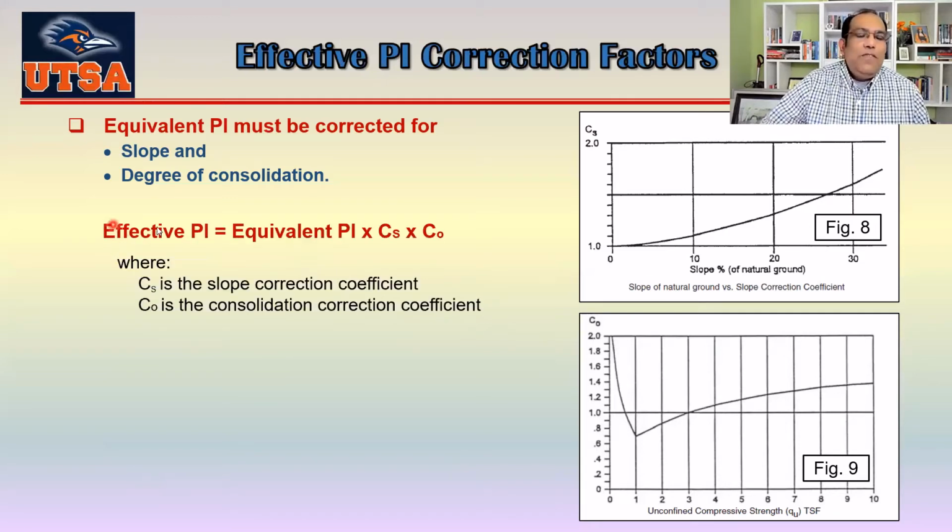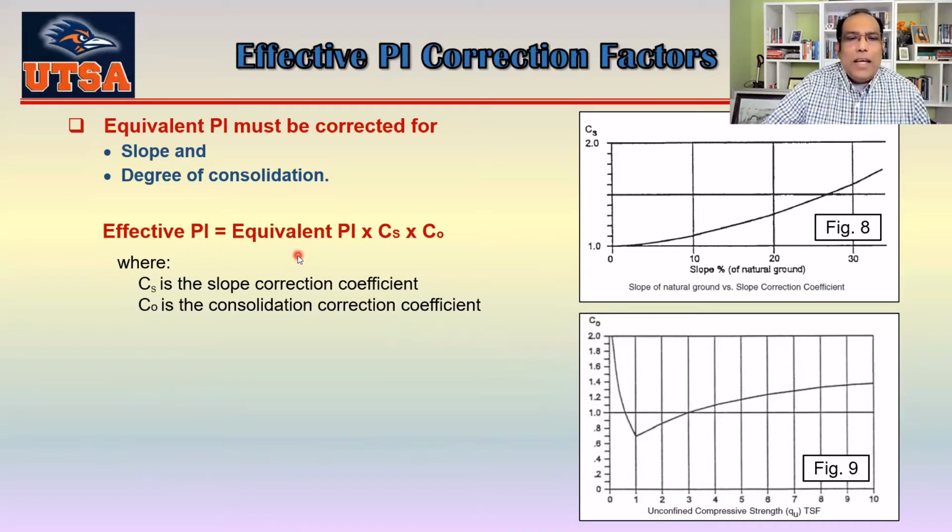Now, my effective PI would be equivalent to the equivalent PI that I got from the last page. Then I have to multiply by the two factors, CS and C naught, from here. Okay, so CS is the slope correction factor and C naught is the consolidation correction factor. If these are 1, then your effective PI would be equal to your equivalent PI.